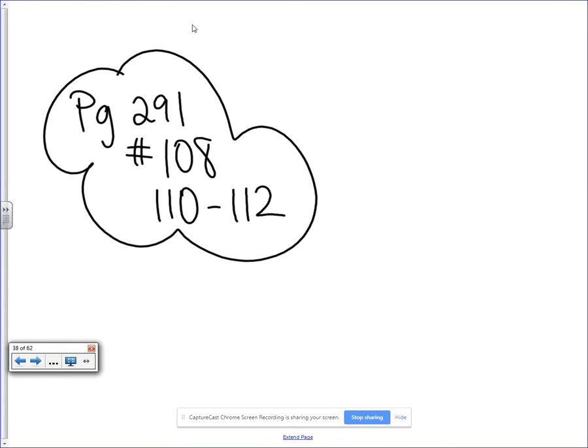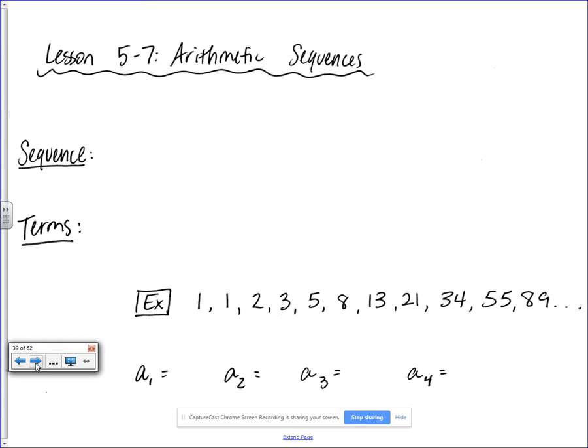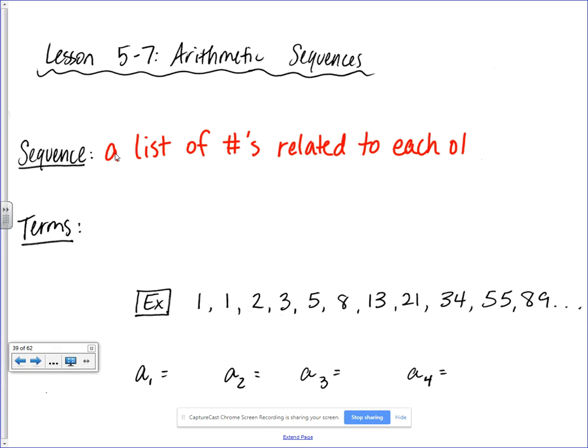tomorrow. Today we're going to be talking about sequences. A sequence is simply a list of numbers related to each other by a rule. That rule could be almost anything. For our cases, we're going to use operations like you're going to add 4 every time, you're going to multiply by a half every time, or something of that nature.